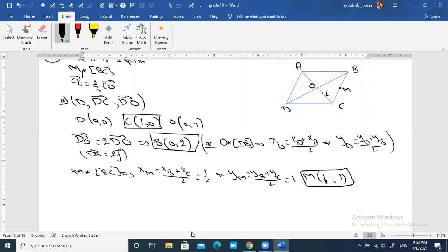What you are saying is right, not wrong. This is the idea of the second part: if you say that DE is 2 over 3 DM, then it means that D, E and M are collinear. Right. But in order to find the coordinates of E, use this.